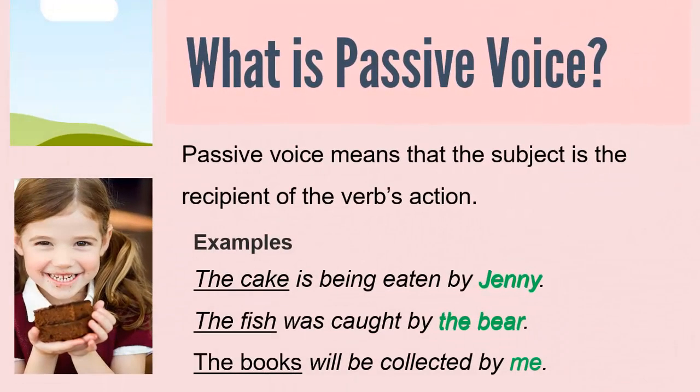What is passive voice? Passive voice means that the subject is the recipient of the verb's action. In a passive sentence, we have the object first, then verb, and then a subject. It means the subject changes its place and becomes the receiver of the action. See the examples? The cake is being eaten by Jenny. The fish was caught by the bear. The books will be collected by me. In these sentences, the cake, the fish, and the books are the objects, and Jenny, the bear, and me have become the recipients of the action.